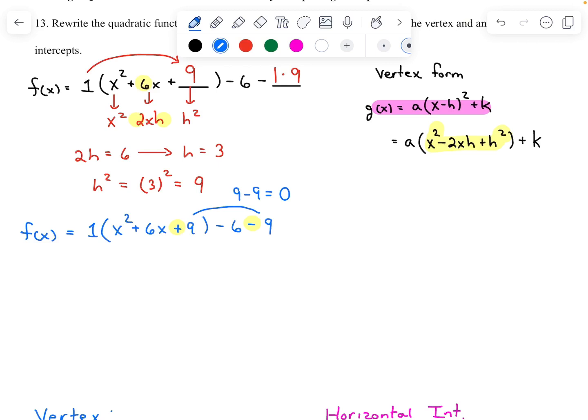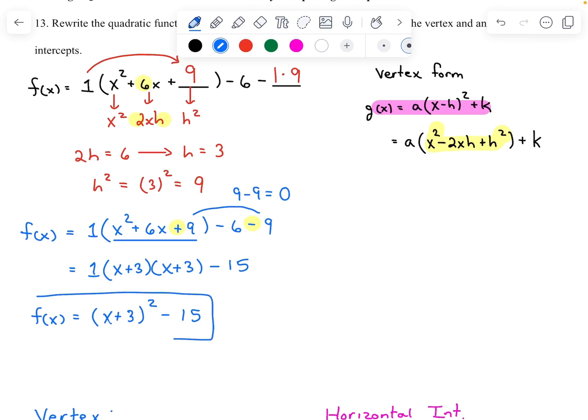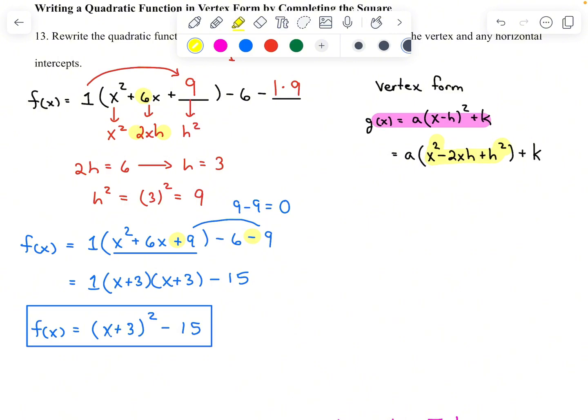Okay, so now that we have this quadratic function, why would we want to create the 9? What was the reason for creating this quadratic function? Well, that's because x squared plus 6x plus 9 is a perfect square and can be rewritten as x plus 3 times x plus 3. So f of x is equal to x plus 3 squared minus 15. This entire process is called completing the square.